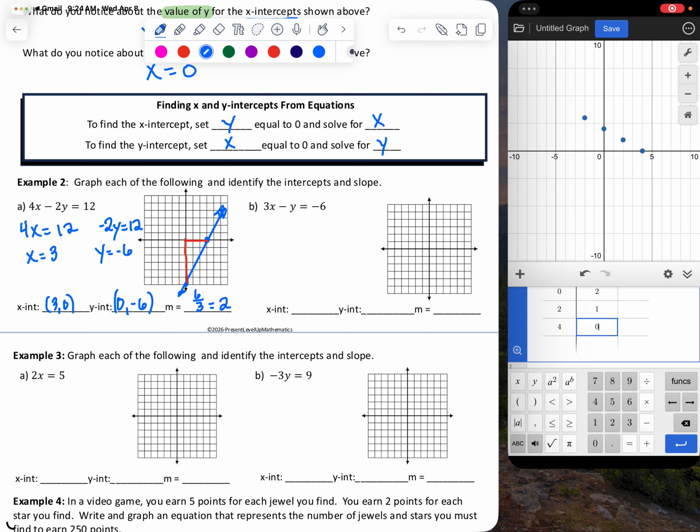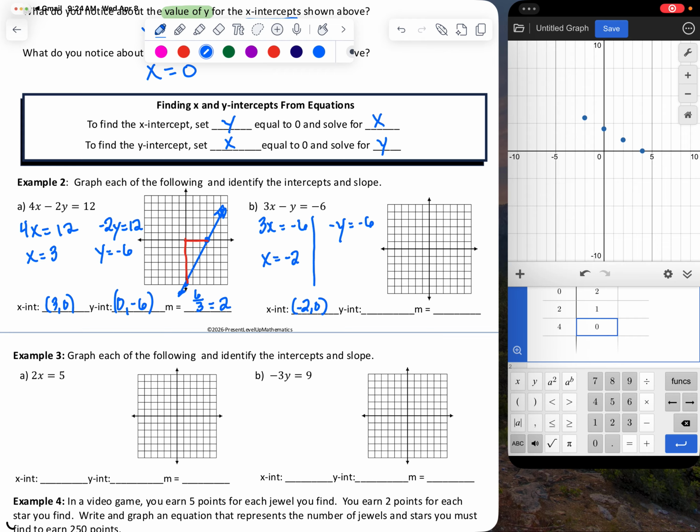We have the equation 3x minus y equals negative 6, and it wants me to graph the line. So to do that, I'll put 3x is equal to negative 6, and then negative y is equal to negative 6, and I'll solve each of those equations. So for the first one, to get x, I'll simply divide both sides by 3. So negative 6 divided by 3 would give me negative 2. So now I know my x-intercept.